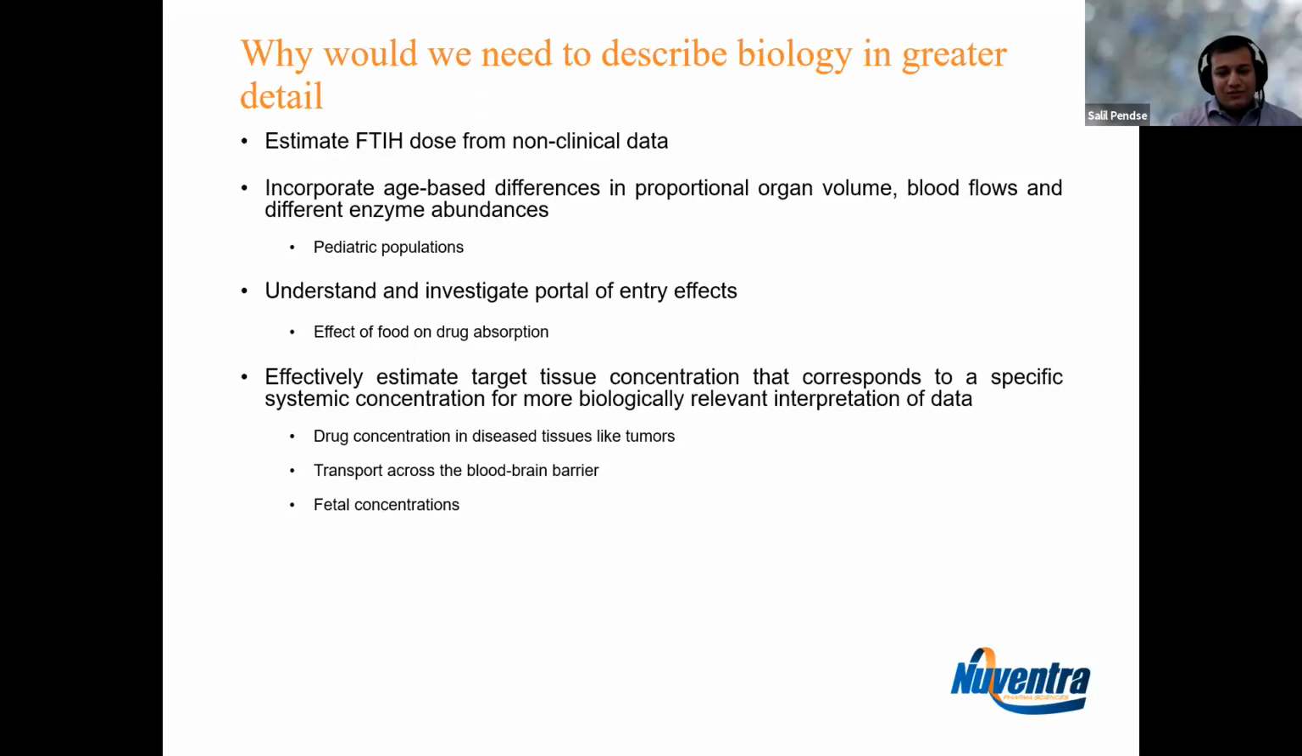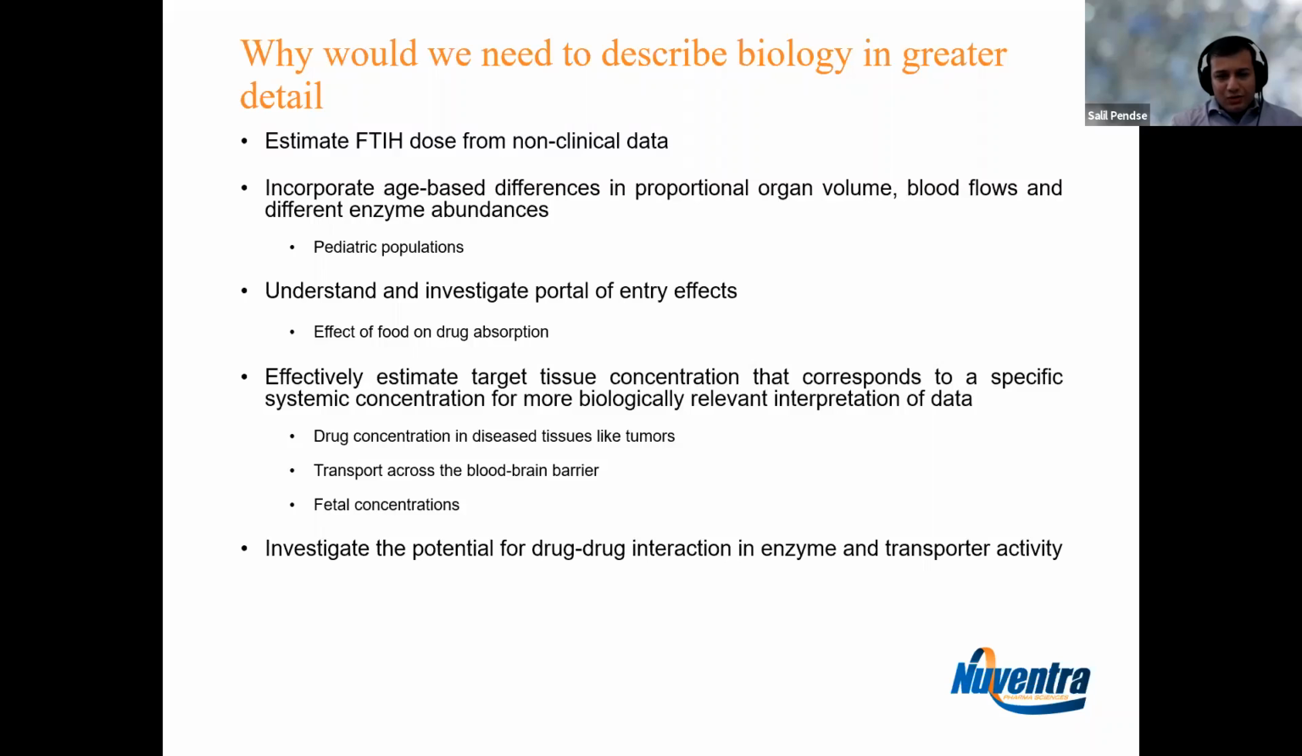And in cases like these, we may need to go to PBPK modeling to better explain what physiological processes are leading to these differences in target tissue concentration versus systemic circulation concentration. Classic examples of these are concentration in diseased tissues like tumors, where you don't have all the normal physiology happening, transport across the blood-brain barrier, or what happens when drugs are given to the mother but the fetus is then exposed, and we need to understand whether the drugs are able to transport freely and what is the concentration of the drug in the fetus.